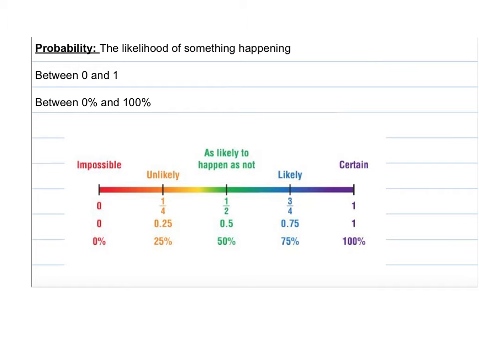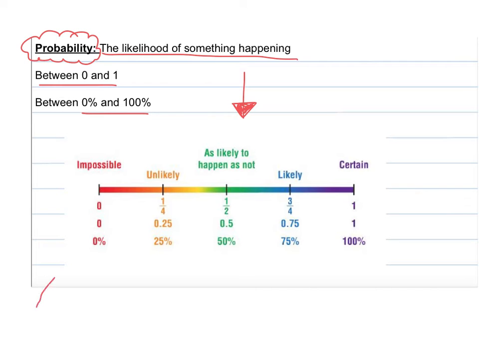So probability is a vocab word that I'd like you to make sure you have written down if you're writing this in your notebook: the likelihood of something happening. Probability is always between 0 and 1 or 0% and 100%. So we can write probability as numbers, fractions, decimals, or percents. So we can see here in this table that there's different chances of things happening.